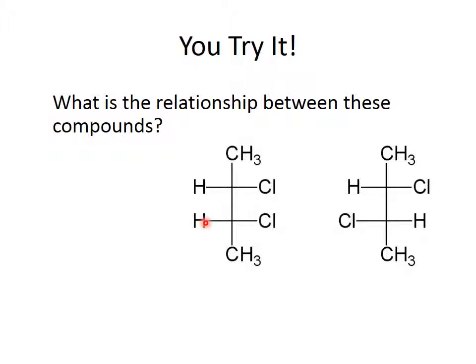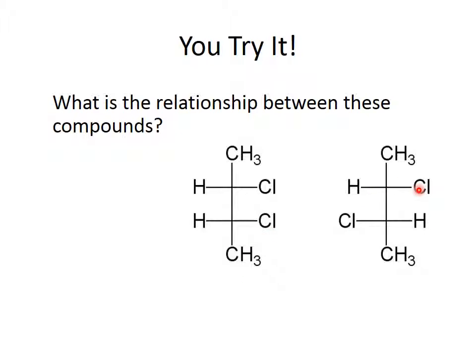Okay, I'm going to look at these two. On both of these carbons, the hydrogens are coming out. So I assign priorities. 1, 2, 3. That's clockwise, hydrogen out, so it's S. This one is 1, 2, 3, counterclockwise, hydrogen out, R.